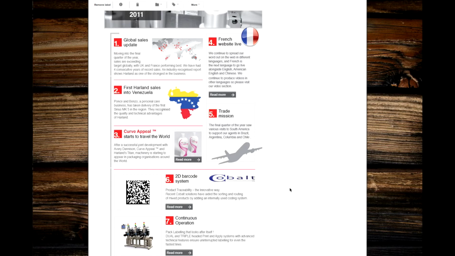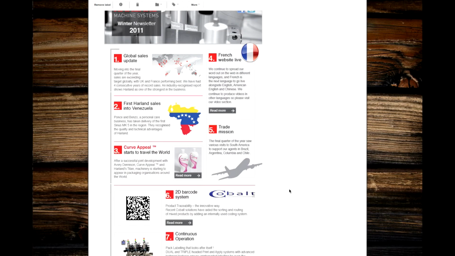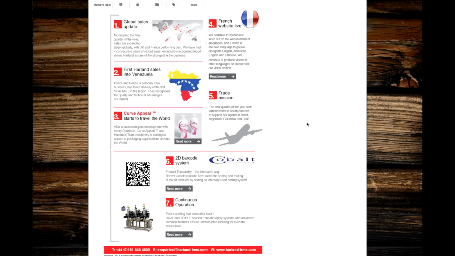Another thing you need to remember about an email campaign is the click-throughs, because whenever people click these, we've got a trace of who has clicked on which links. So when we run our email marketing campaign, we can go into the statistics and we can see that Joe Blogs at avclimited.com has clicked on the French website and the Curve Appeal. That helps with future marketing activities.